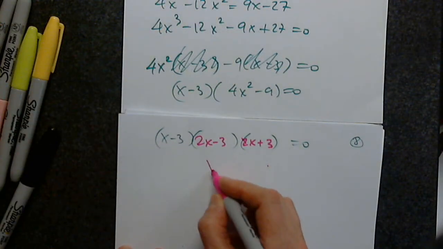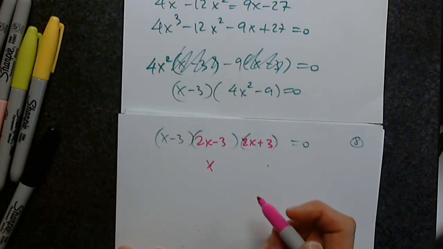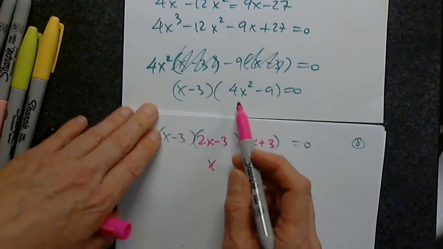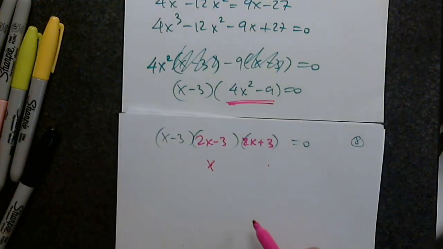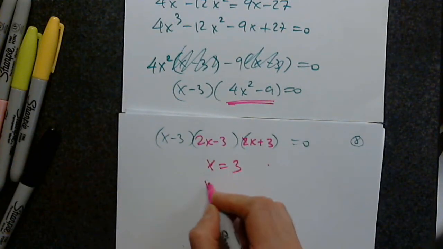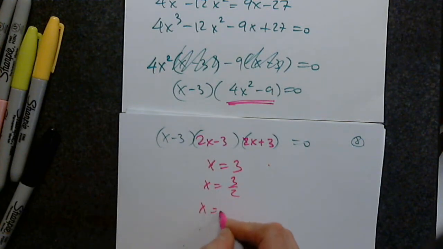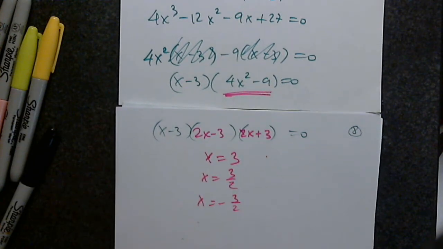2x minus 3. I'm sorry? I mean 2x plus 3. 2x minus 3, 2x plus 3. That's a difference of squares. So then we have x equals 3, and x equals 3 halves, and x equals negative 3 halves.